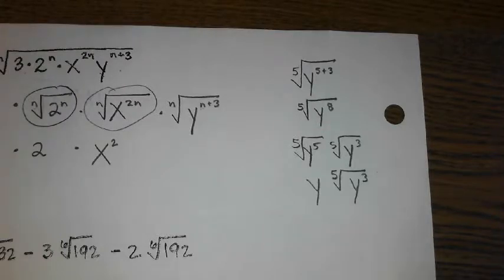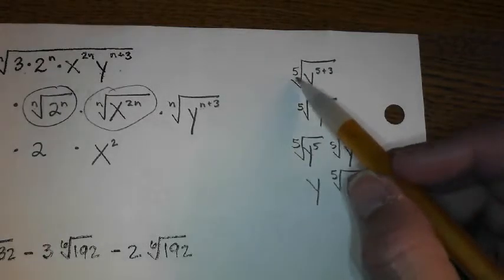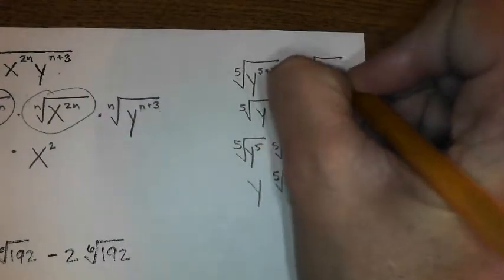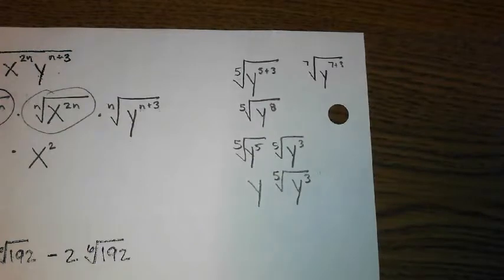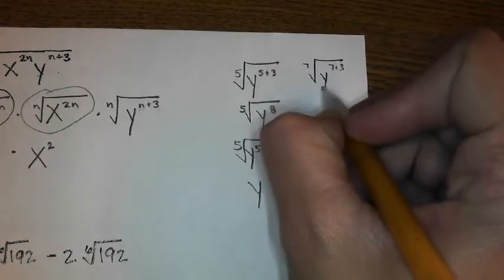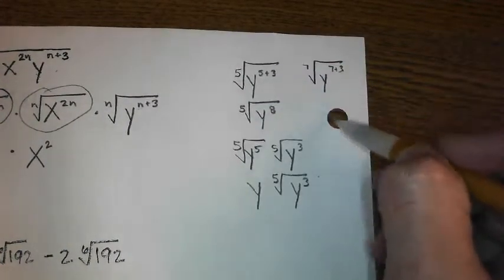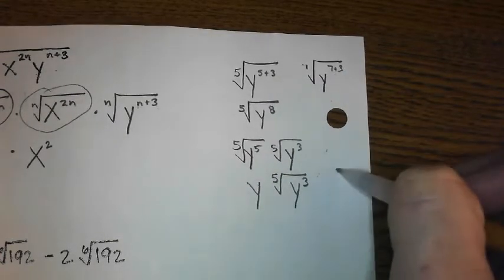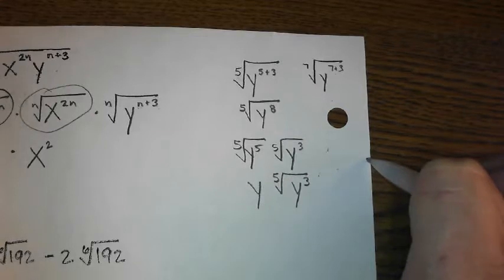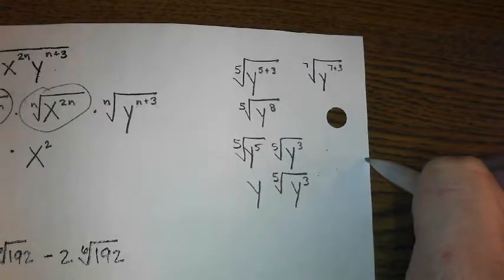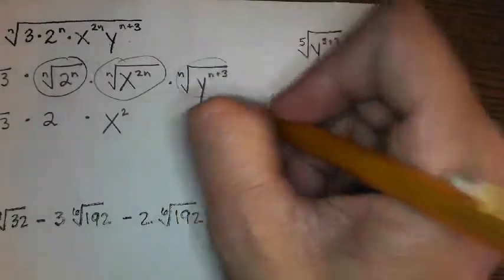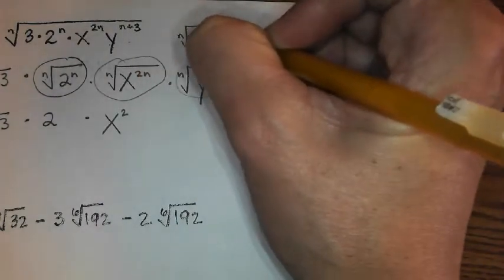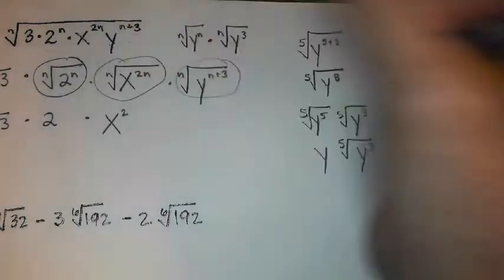Yes? Let's say n was 7, if it was the 7th root of y to the 7 plus 3, you would really do the same thing, right? Initially it would become y to the 10th, but you would then break it up into the 7th root of y to the 7 times the 7th root of y to the 3rd. Yes? So this one really gets broken down into the nth root of y to the n times the nth root of y to the 3rd.